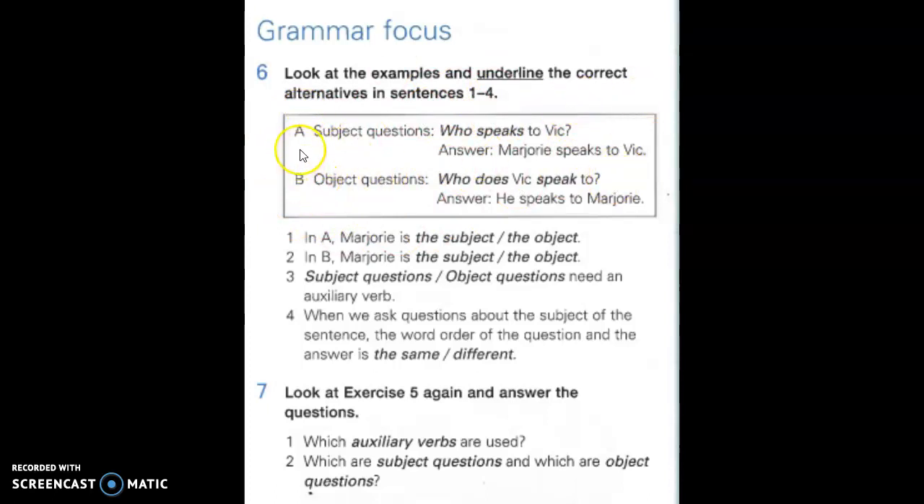They've taken 2 examples of the target language from the questions about the reading. So A says subject questions, who speaks to Vic? Answer, Marjorie speaks to Vic. B, object questions, who does Vic speak to? Answer, he speaks to Marjorie. The students look at this information in the box and then answer the 4 questions below.